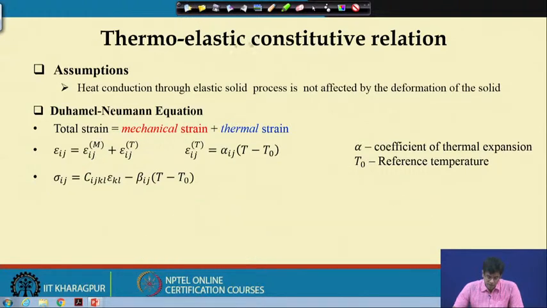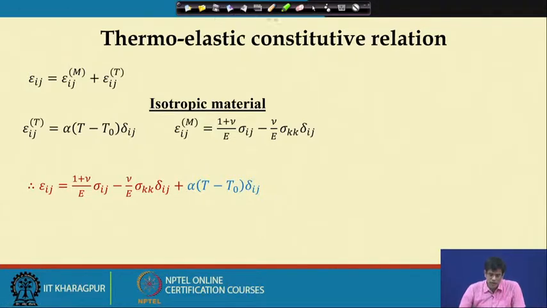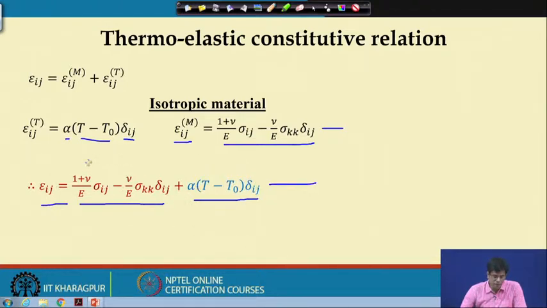Now, for an isotropic material, this can be easily observed. For instance, here we can see for this isotropic material that the thermal strain is alpha delta ij into delta T, and so I can write the compliance relation, that is, the strain versus stress relation, and from here we can get the compliance relation for the thermoelastic material. This is for the mechanical part or the elastic part, because we are essentially considering an elastic material. So, this is the elastic part of the strain, and this is the total strain, which is composed of mechanical strain plus thermal strain.